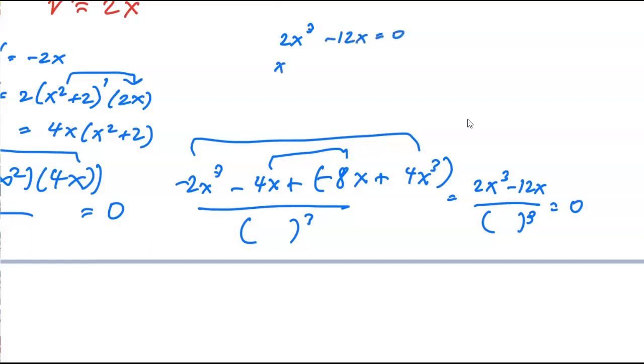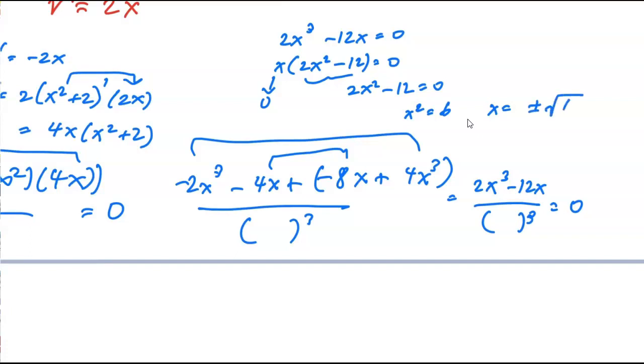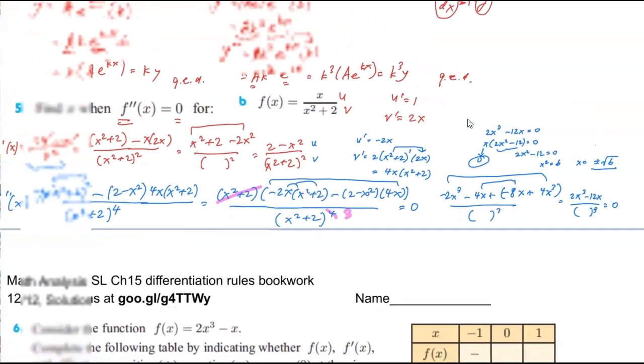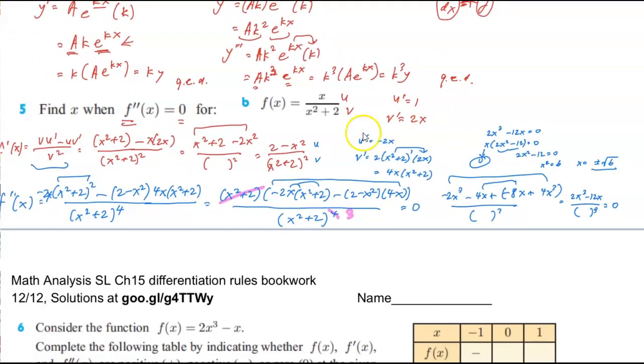There's a couple of solutions to this. One of the solutions would be x equals 0. The other solution would be when 2x squared minus 12 is equal to 0. x squared is equal to 6, because I add the 12 to both sides and divide both sides by 2. x is equal to plus or minus the square root of 6. So either 0 or x is equal to plus or minus the square root of 6. Those are the two solutions to this ungodly equation.